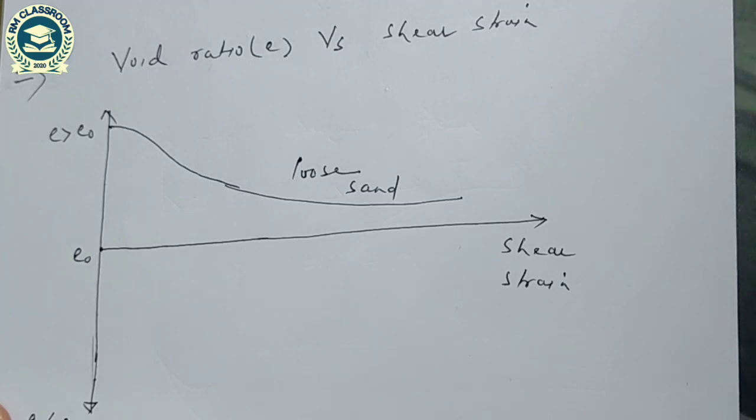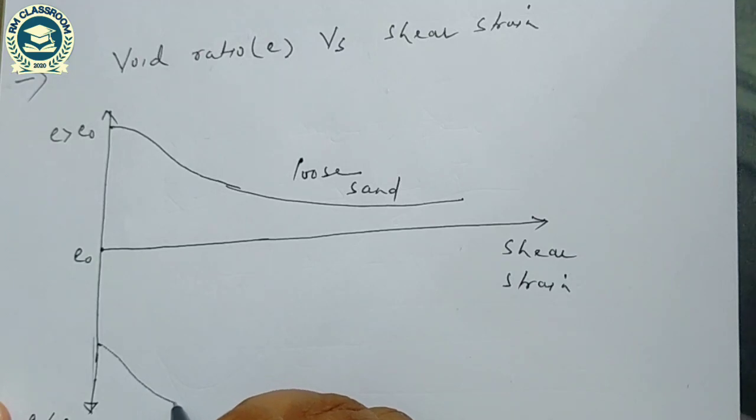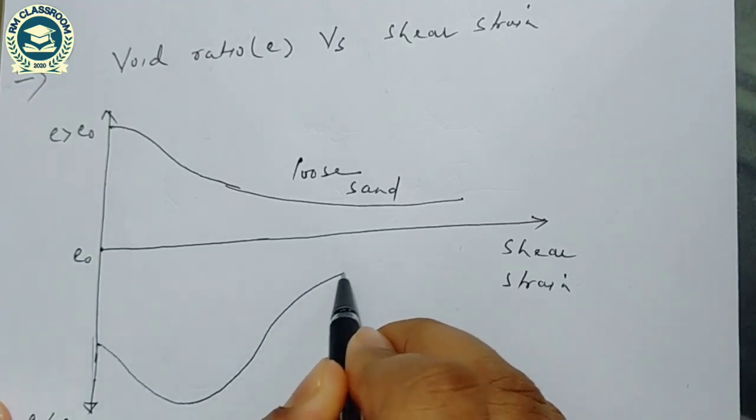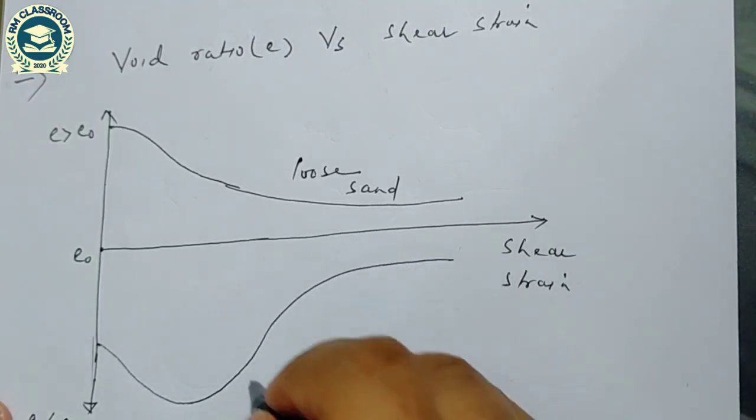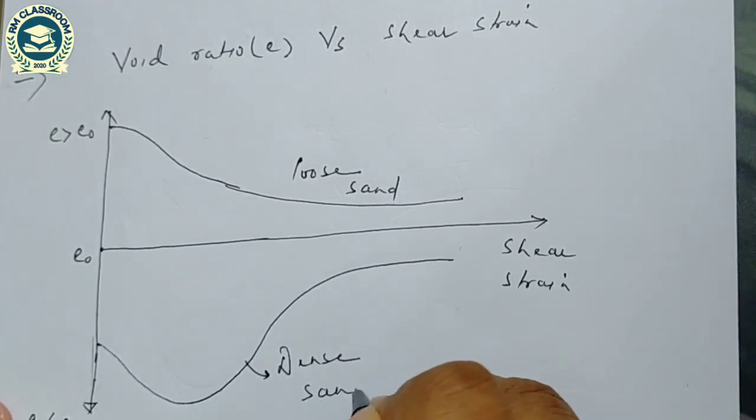And for the dense sand, the void ratio decreases up to interlocking, and after that the void ratio once again increases. So void ratio decreases and after that it will increase. So this is for the dense sand. E naught is the critical void ratio.